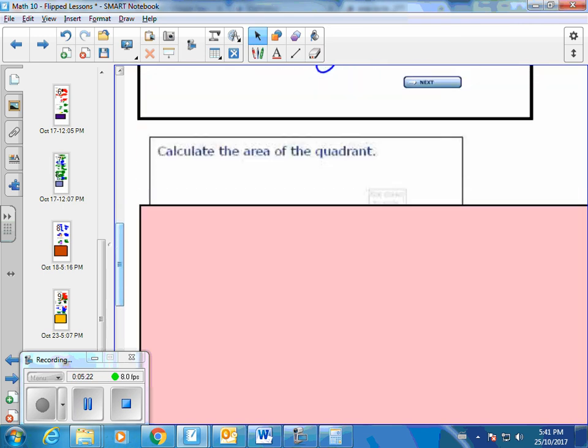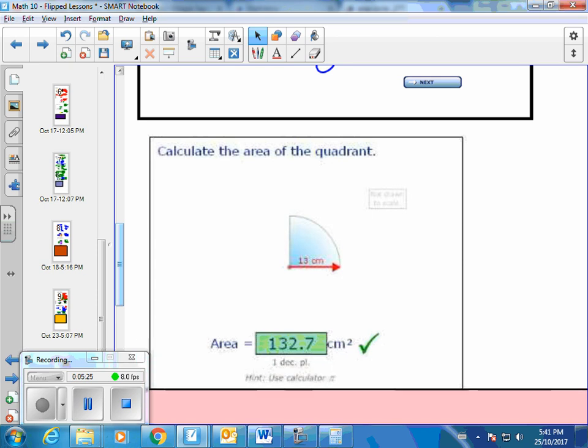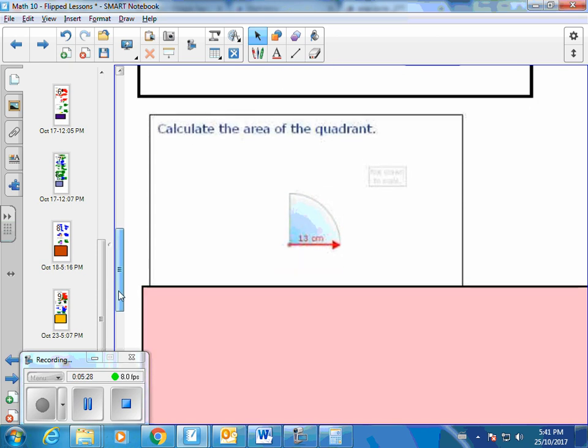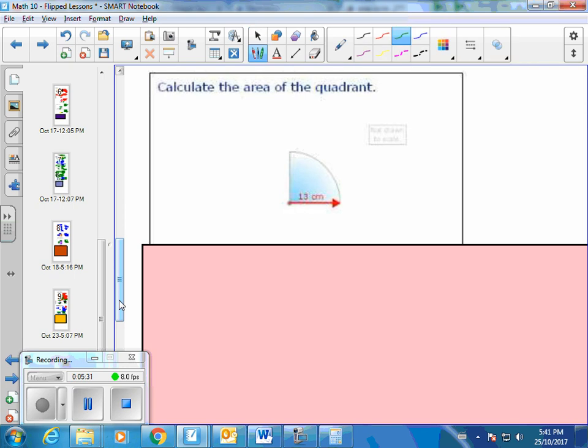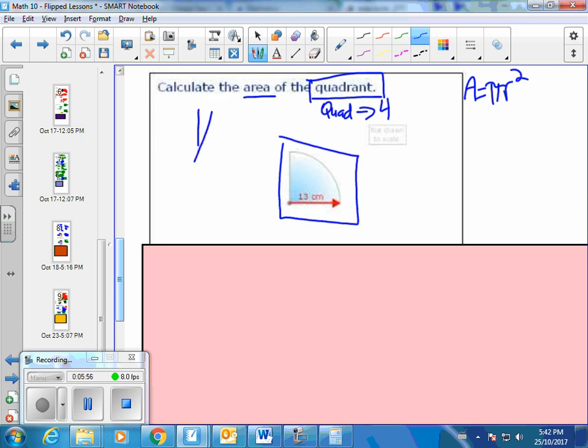What happens if my circle is not whole? How do I deal with a circle that isn't complete? So what I have to figure out first is, what is my formula for area of a circle? Area of the quadrant. What that means is part of the circle. Quad means 4. This section here is 1 out of 4 pieces of the circle. Keep that in mind because it's going to become important very soon.